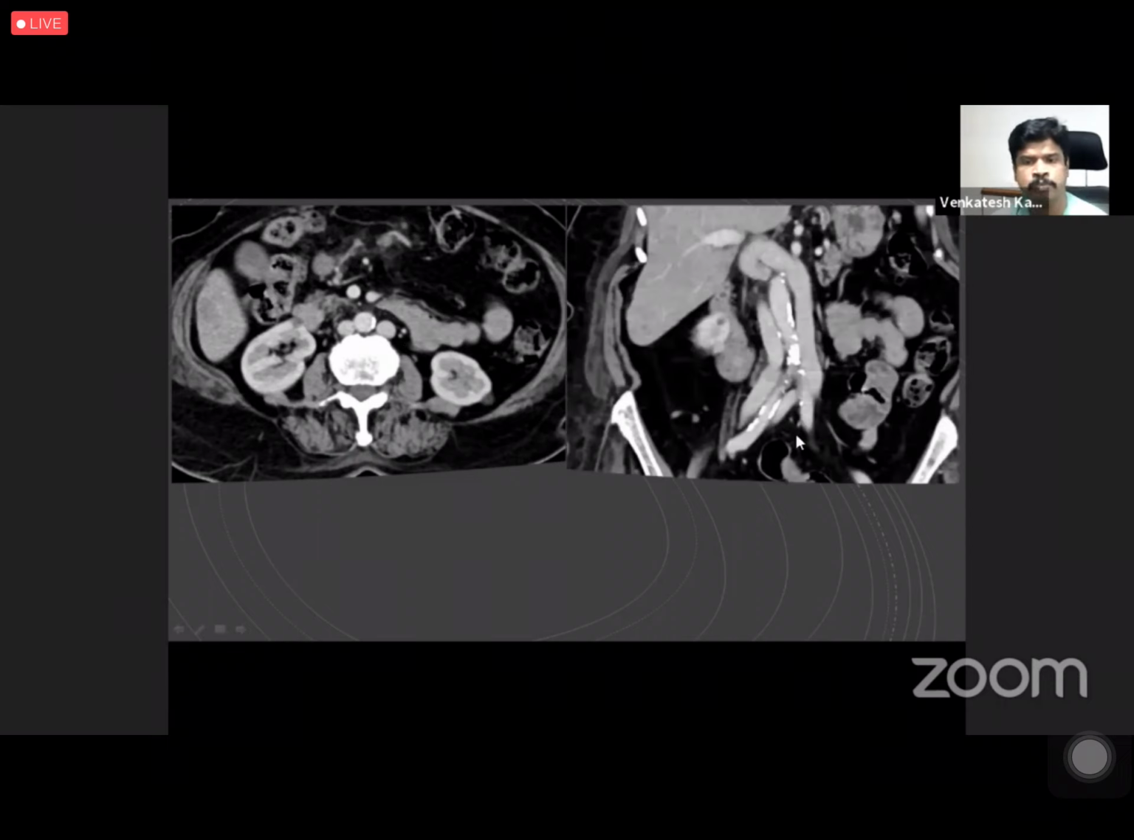This turned out to be a duplicated inferior vena cava, where at the level of the renal vein, it just crosses and joins the IVC. So you should know the mimickers of lymph nodes as well.